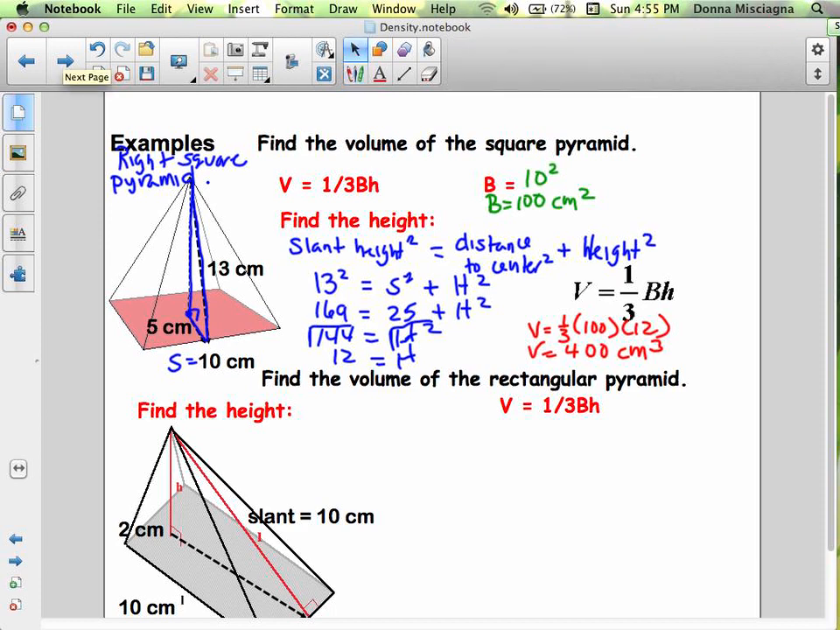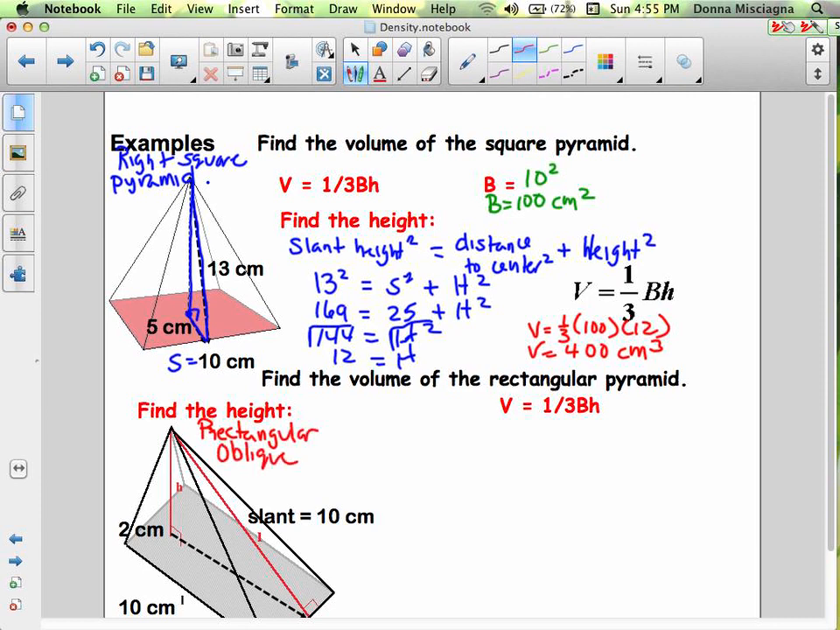All right, so now let's find the height and volume on this one. This one is a rectangular pyramid, and specifically it's a rectangular oblique pyramid. Rectangular pyramids don't have to be oblique, but this one clearly is, the apex, the vertex, is clearly not directly over the center. Right?